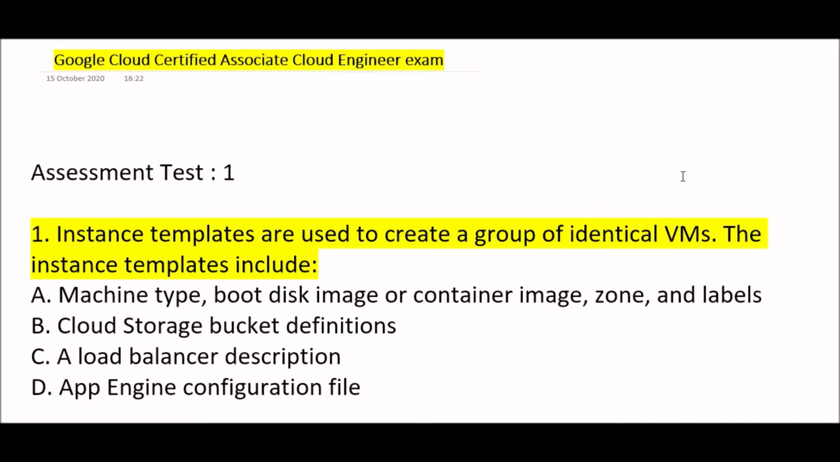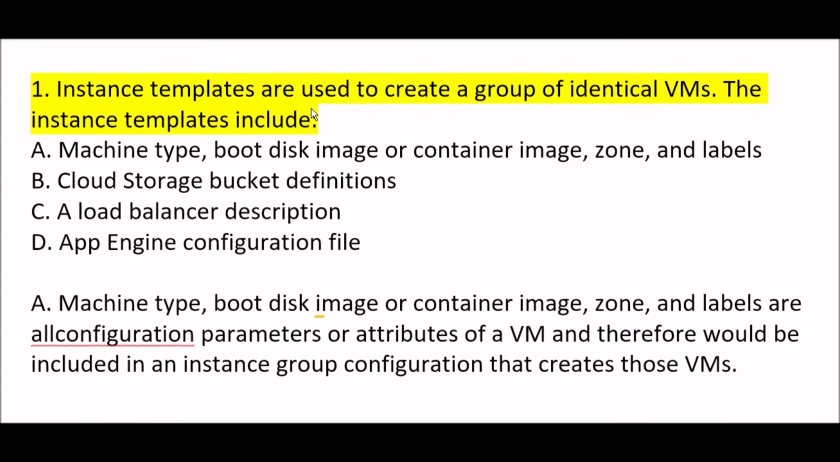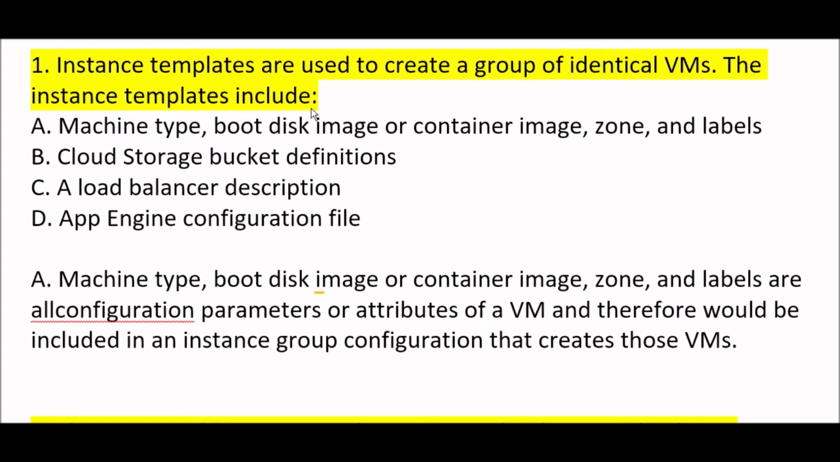Your first question: instance templates are used to create a group of identical VMs. VMs mean virtual machines. The instance template includes: Option A, machine type, boot disk image or container image, zone, and labels. Option B, cloud storage bucket definitions. Option C, a load balancer description. Option D, app engine configuration file. Here your right answer is option A, machine type, boot disk image or container image, zone and labels.